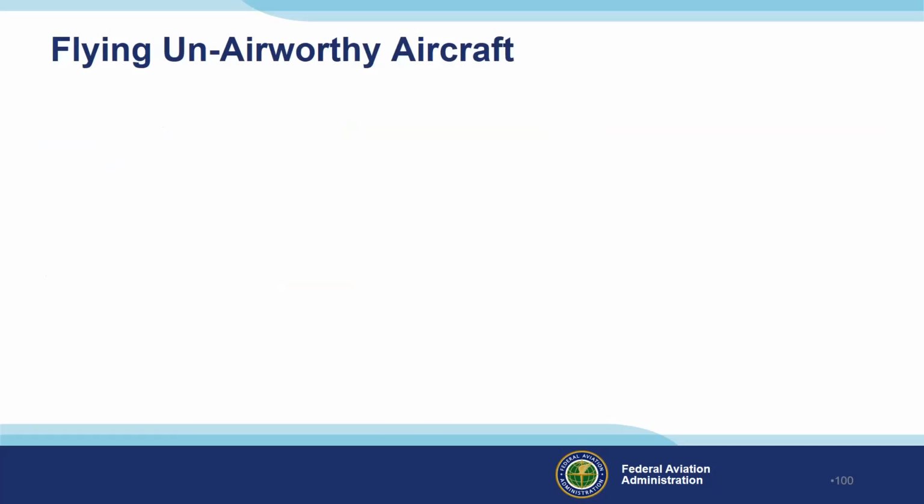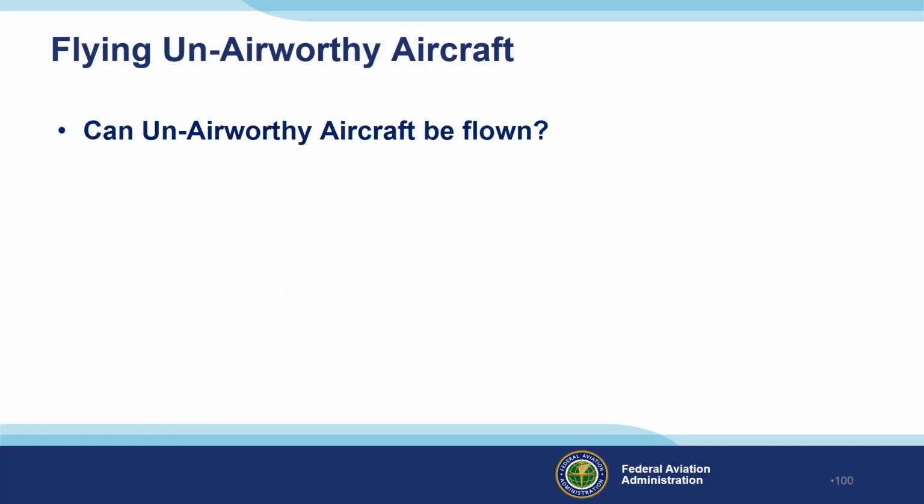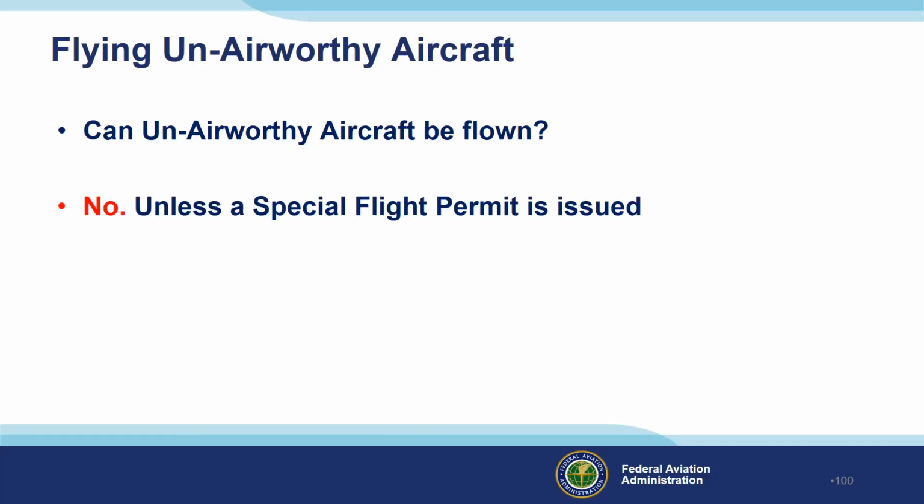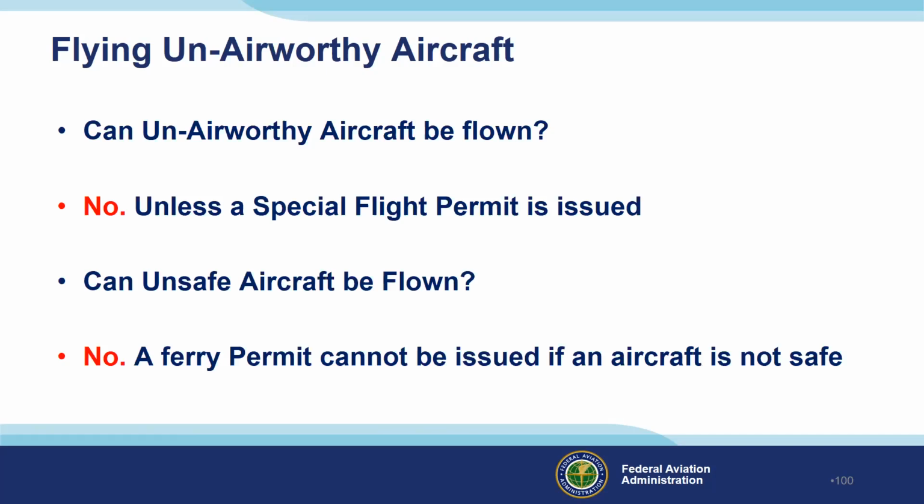Flying unairworthy aircraft. Can unairworthy aircraft be flown? No, unless a special flight permit is issued by the FAA. Can unsafe aircraft be flown? No, because a ferry permit cannot be issued if an aircraft is not safe. It has to be inspected and in condition for safe operation for the ferry flight.